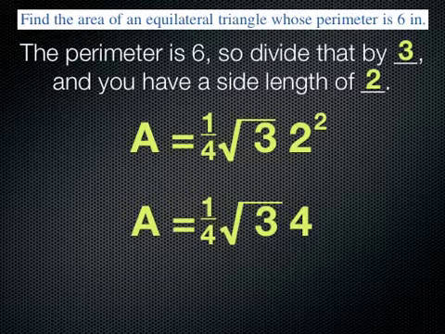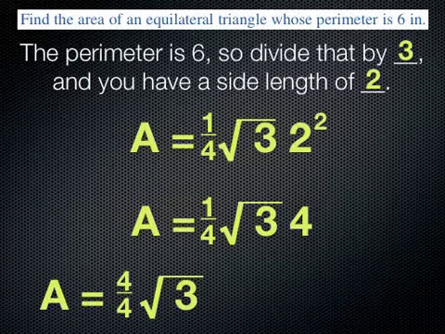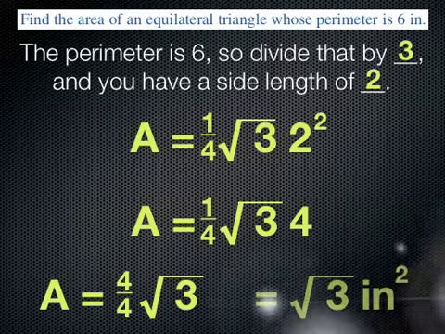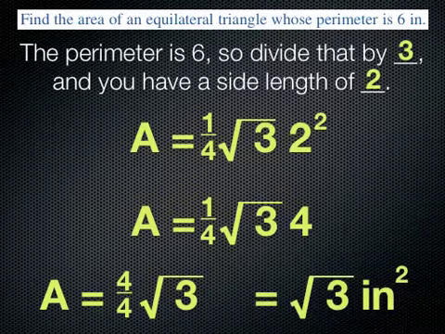2 squared is 4, so area equals 1/4 the square root of 3 times 4. Again, I can combine 1/4 and my whole number 4. So the area equals 4 divided by 4 times the square root of 3. Well, 4 divided by 4 is 1, and 1 times the square root of 3 is just the square root of 3. So the exact answer to my question would be the square root of 3 inches squared.